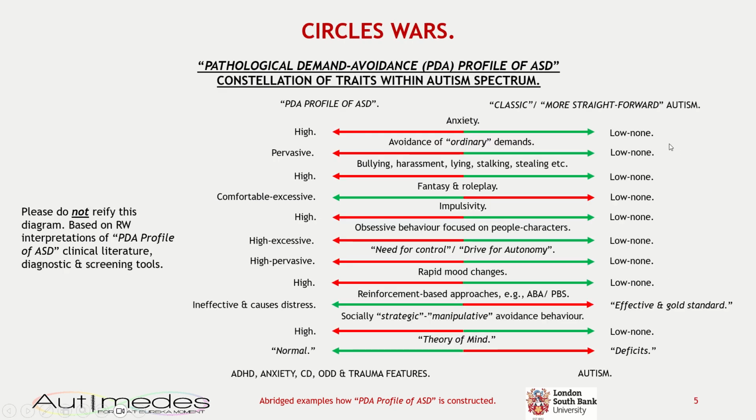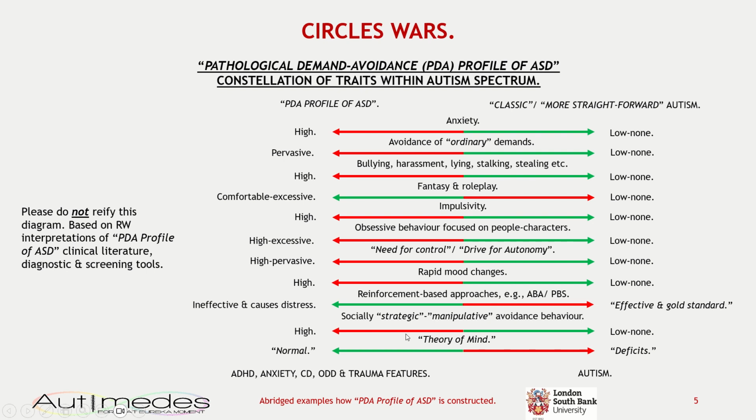So this is the current diagram I'm using in my work to conceptualize PDA, but please don't take it as verified, as it has some issues when you think about it in practice. It shows a series of features as a series of continua that are meant to exist within the autistic population. On the left-hand side of these continua, you have what some would call a PDA profile of autism. On the right-hand side, you would have classic or more straightforward autism.